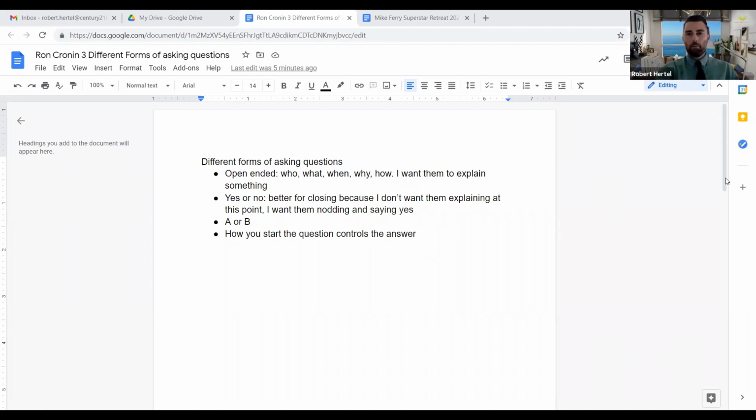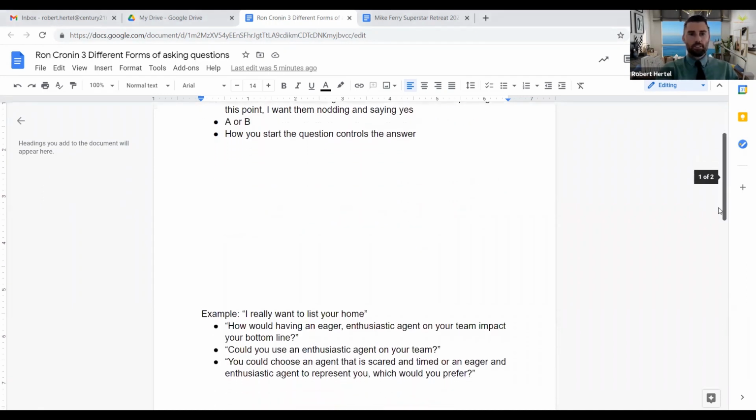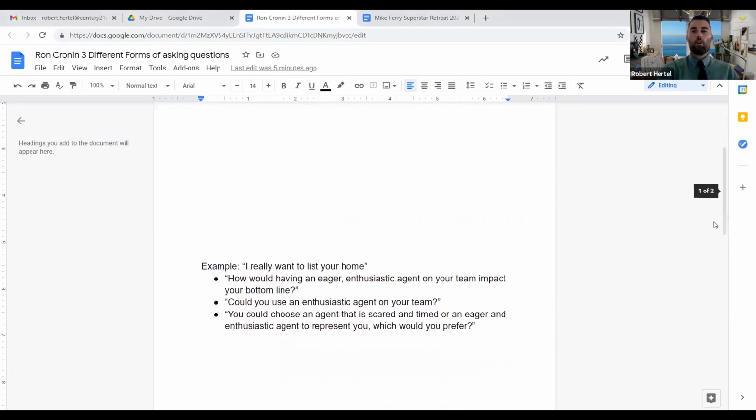So here's a couple of examples. First example, I really want to list your home, right? So imagine you trying to explain to a seller that you really want to list their home. So the first one is an open-ended question. Who, what, when, how, why, okay? How would having an eager, enthusiastic agent on your team impact your bottom line? Okay, so that's a who, when, why, how question.